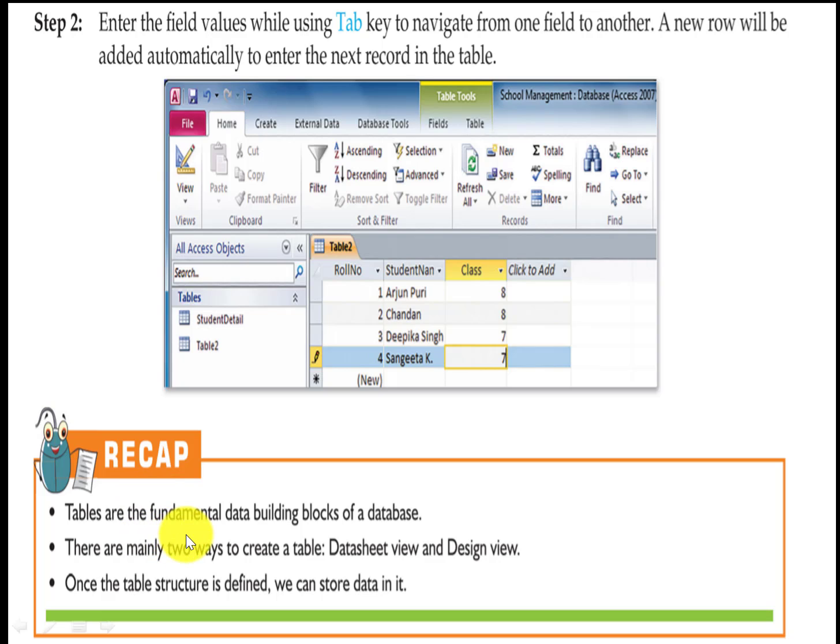Recap: tables are the fundamental data building blocks of the database. There are mainly two ways to create a table, datasheet view and design view. Once the table structure is defined, we can store data in it.